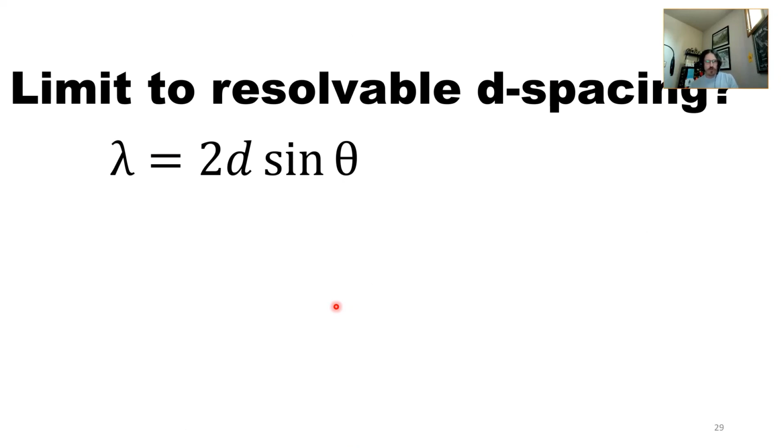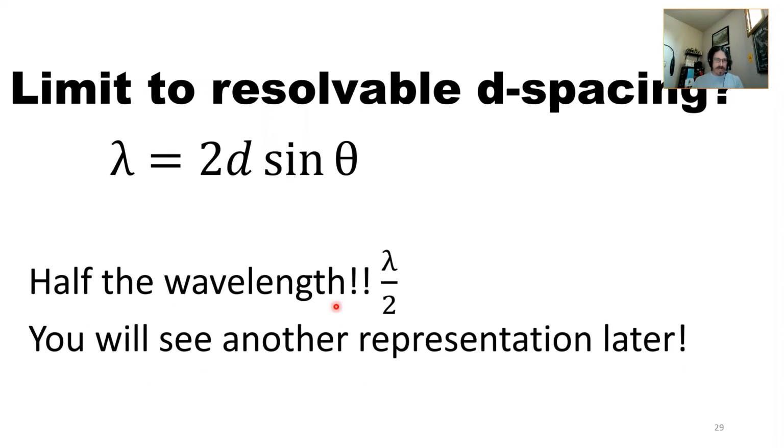Another question I'll throw in now: the limit to resolvable d-spacing. Some people say that if you have a d-spacing that's less than lambda, you can never diffract it. According to a rule of thumb, half the wavelength is the resolvable d-spacing. Always remember it's a rule of thumb, because if you say lambda over 2 equals d, you're removing part of the equation. But we'll see another representation of this later.